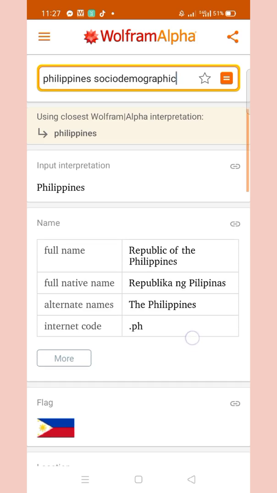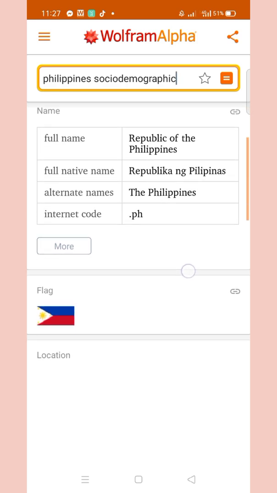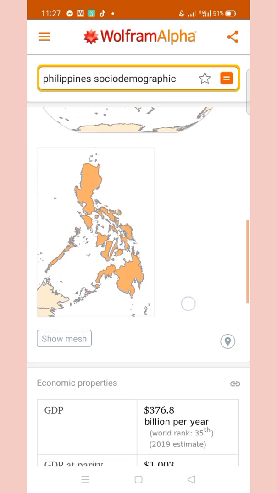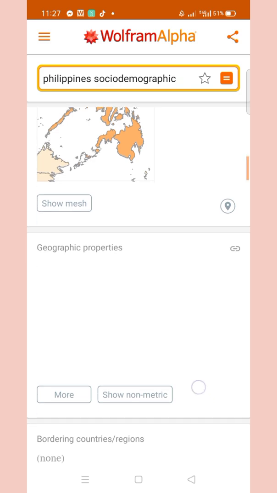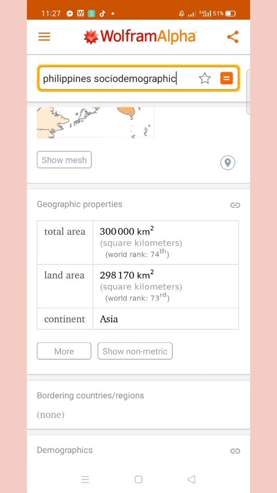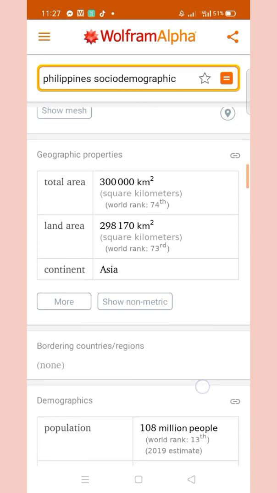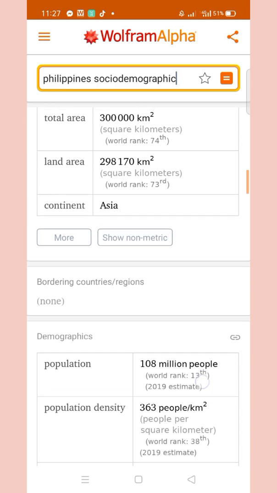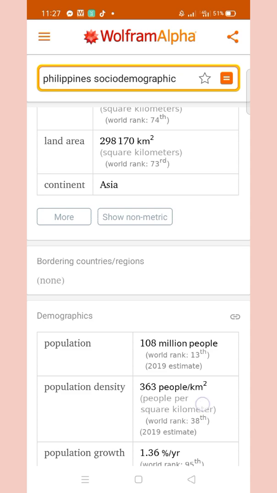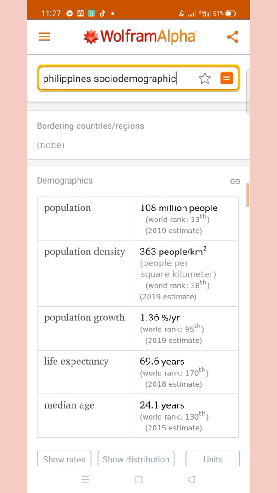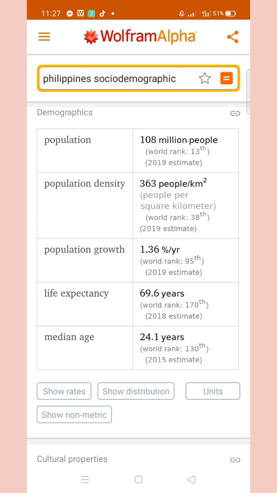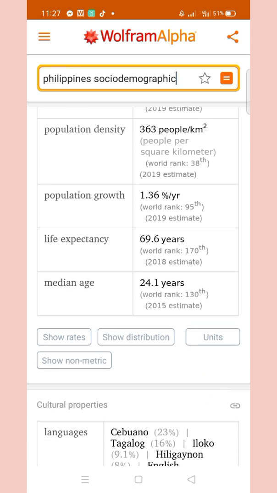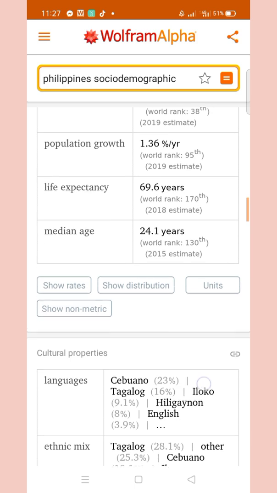So, full name, Republic of the Philippines. Full native name, Republika ng Pilipinas. Then, GDP. Total area, 300,000 square kilometers. Land area, 298,170 square kilometers. Continent, Asia. So, population, estimated way back 2019, there are 108 million people. And population density, 363 people per square kilometer.